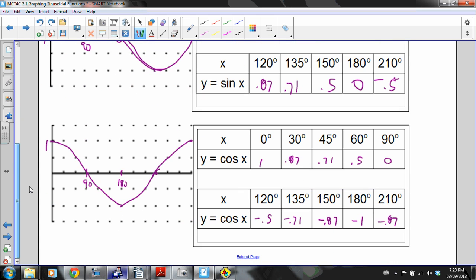Do the cosine, and you should get those values. I'll let you mess around with that, and then now you can get back to the homework. The homework should be short because most of the exercise was done in class today.